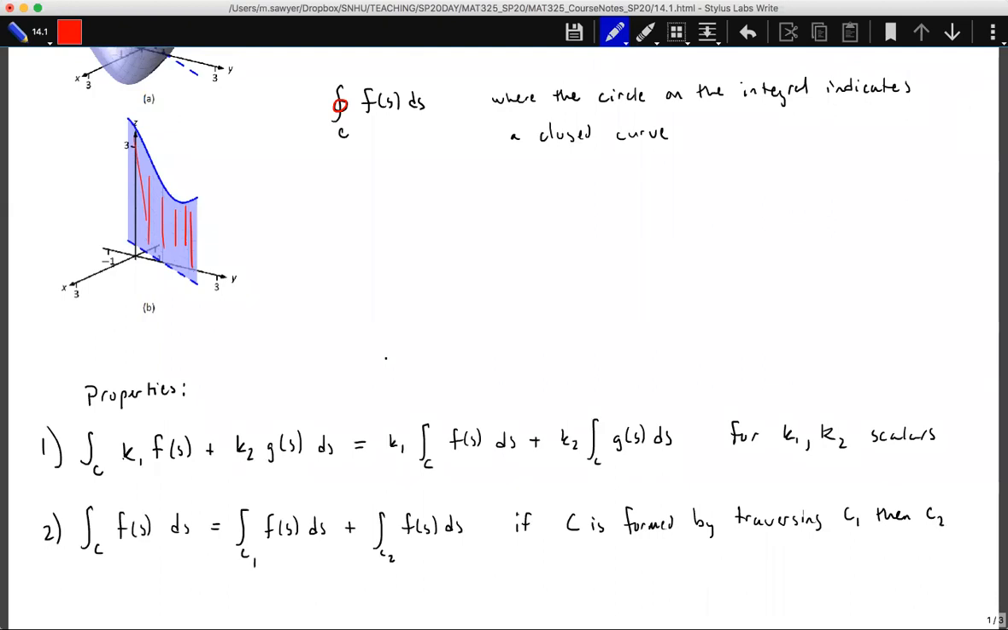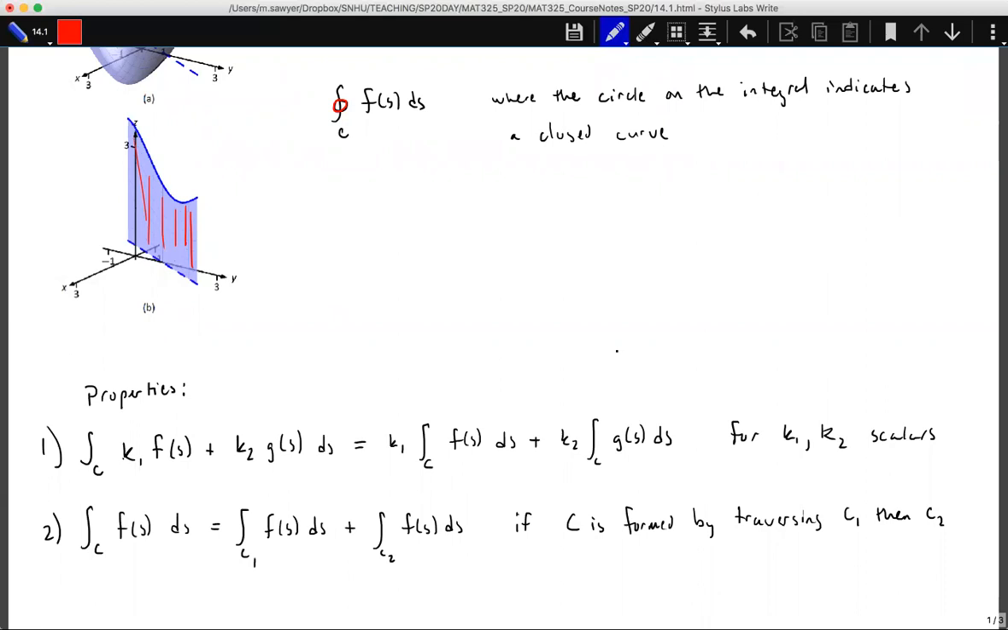Namely, if we have a scalar times one surface plus a scalar times another surface, we can break that up just like we could in Calc 1. We could break that integral up into 2 pieces: the first scalar times the line integral along the first surface, plus a second scalar times the line integral on the second surface. The K1 and K2 are scalars, and F and G are 2 different surfaces.